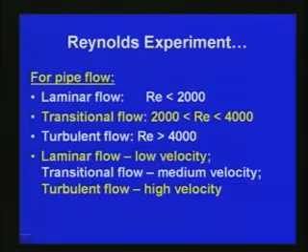Through experiments, we can also show that whenever the flow is laminar, the velocity will be low. At the transitional stage, there will be medium velocity, and when the flow becomes turbulent, the velocity is high.